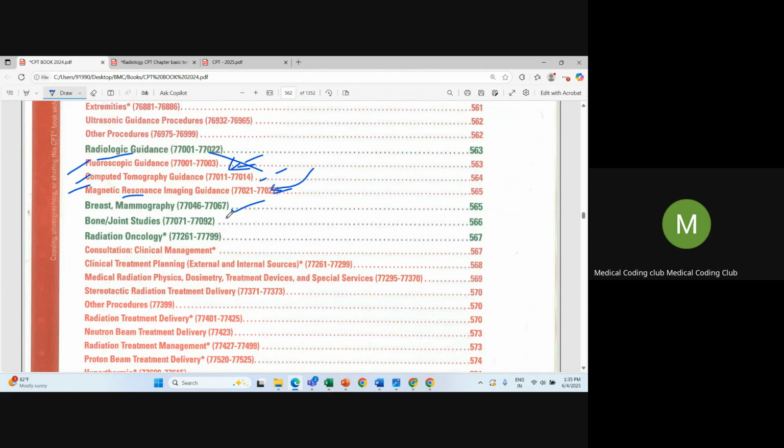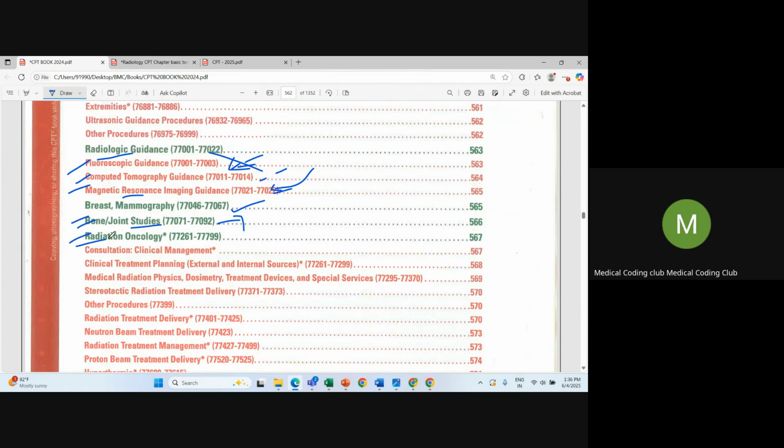Next, breast mammography, which I've already explained. It is related to breast cancer screening. If it is only screening, then we have a single code. Diagnostic mammography means we have to check whether they are doing it unilaterally or bilaterally, and accordingly you can select the breast mammography code. Bone and joint studies: here we have osseous survey, osseous survey on infant, limited study, bone age study, all of those come here. Bone and joint study is important.